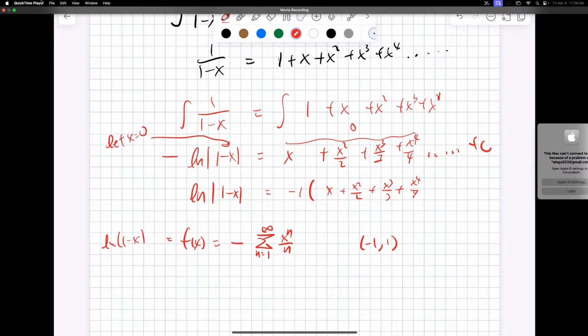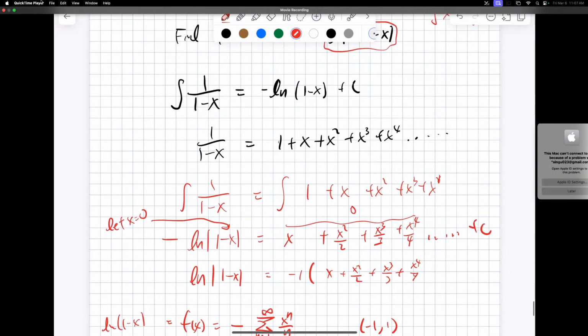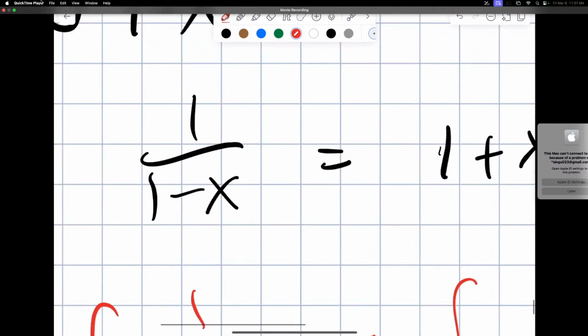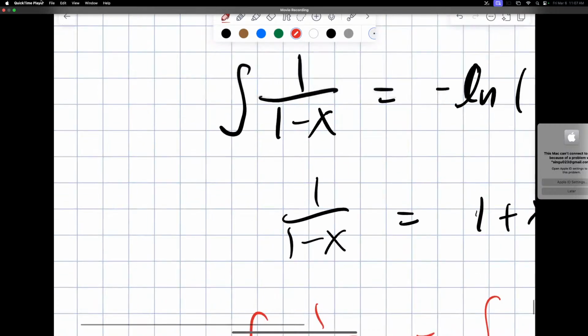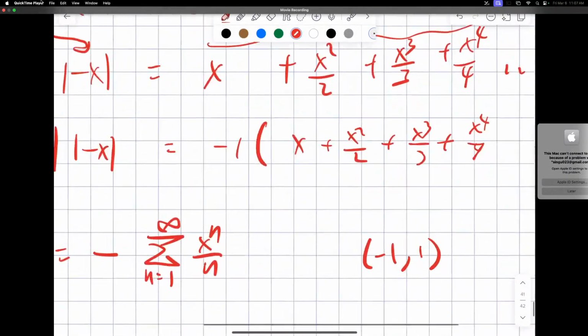He's asking a good question. How do I know it's -1 to 1? Because the geometric series of 1 over 1 minus x only applies from -1 to 1, so does the integral as well. Remember the 1 over 1 minus x? That's a geometric series. It only applies between -1 and 1. So therefore, this is also between -1 and 1.